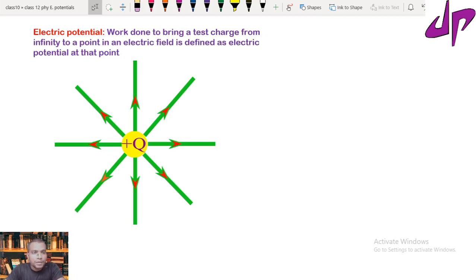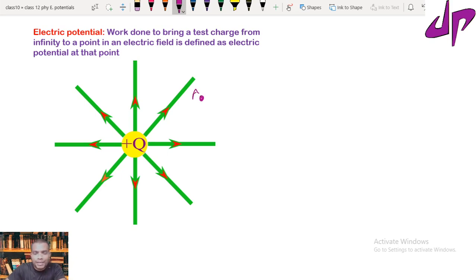Today we will understand much more about electric potential and related concepts. Let us define what is electric potential. The work done to bring a test charge from infinity to a location within the electric field is defined as electric potential. So let me take here a location A.